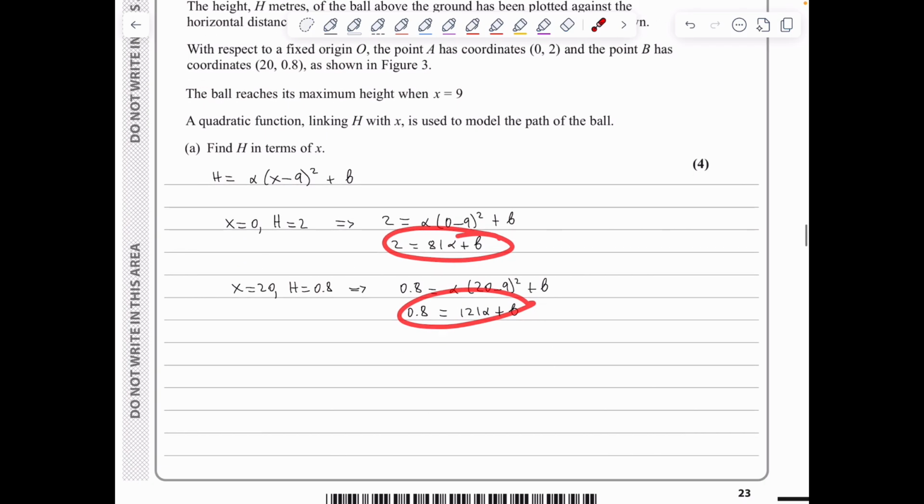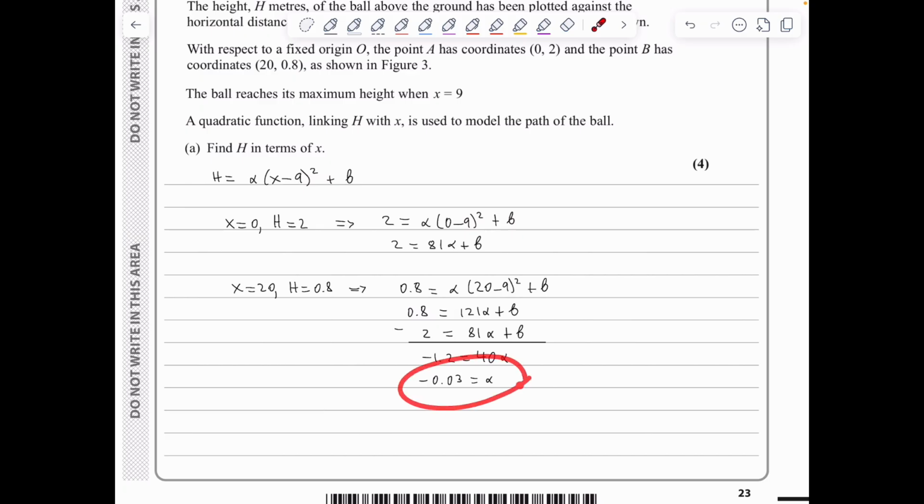Let me write one below the other. So we've got 2 is equal to 81 alpha plus beta. I will be deducting one from the other, taking me to negative 1.2 being equal to 40 alpha. And if I divide both sides by 40, we get that negative 0.03 is the value of alpha. Well, I was expecting the alpha to be negative because we should be looking at the sad face parabola. So the coefficient outside the bracket should be negative.